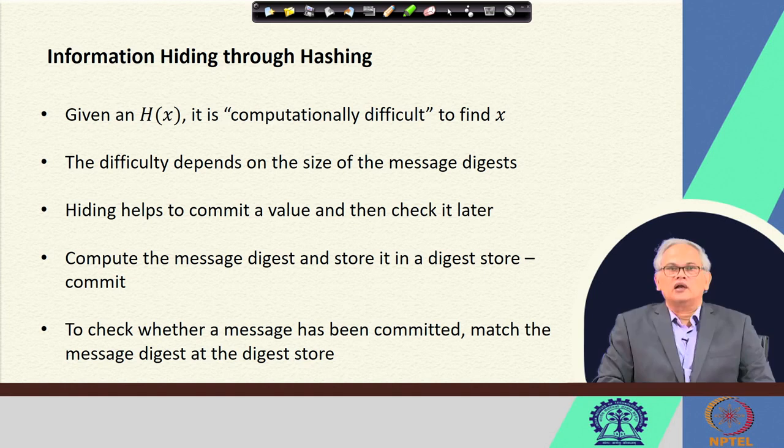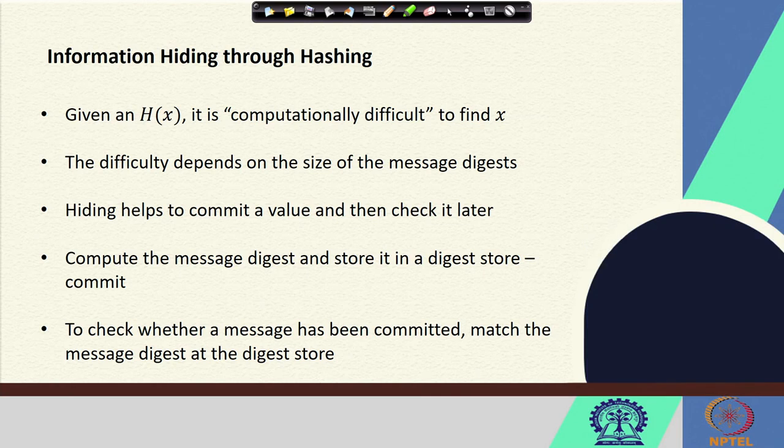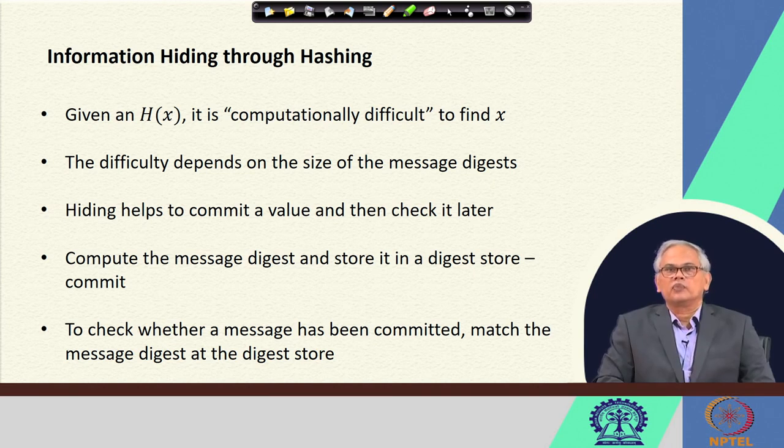Next, we talk about information hiding through hashing. Given h(x), it is computationally difficult to find x, as we said, and the difficulty depends on the size of the message digests. We have seen that. Now, hiding helps to commit to a value and then check it later. Suppose there is a particular value initially, say x, and then we create its hash and store it. Later on we want to see what was stored. If we later claim that we had stored, say, y, then running the hash on y, whatever digest we get should match the original digest that was saved.